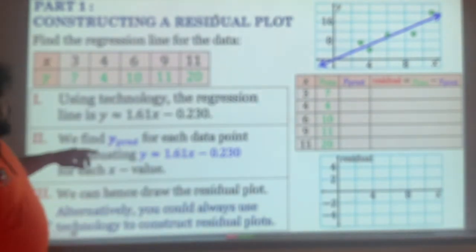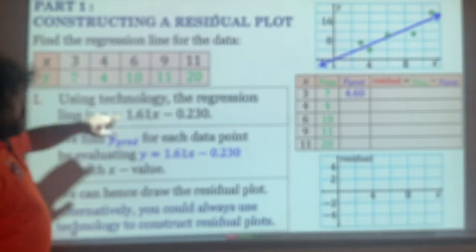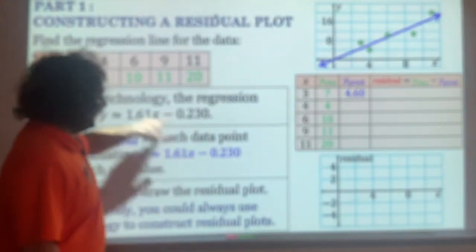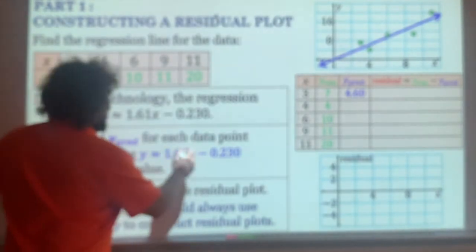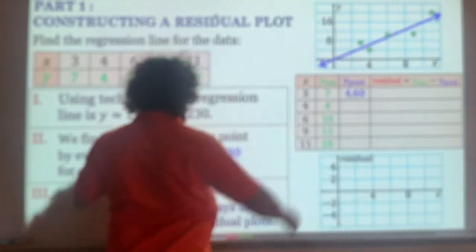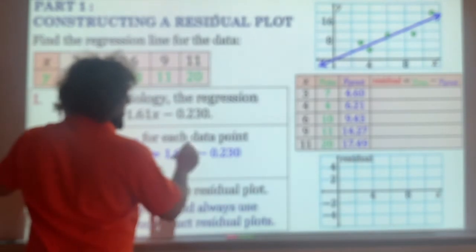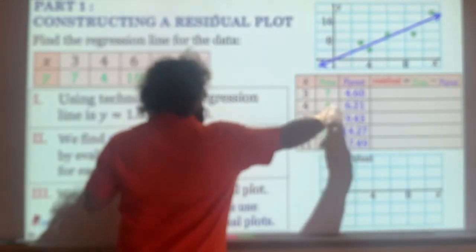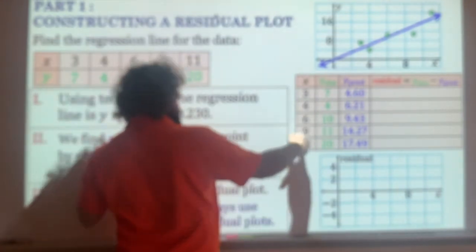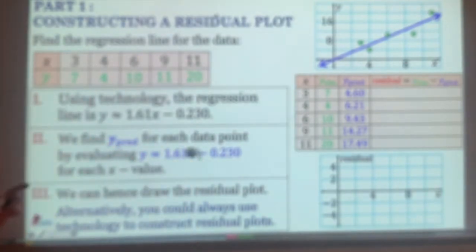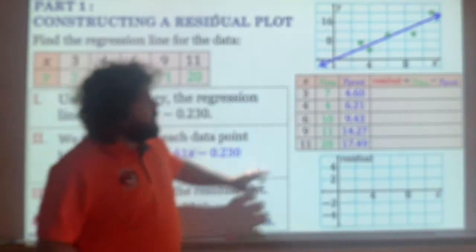The predicted values, I'm going to take this 3, and I got 4.6. Where did I get that from? I did 1.61 times 3 minus 0.230. So what I'm going to do is I take all these values and multiply this by 3. I get 4.60. That's my first one. Now I'm going to take this number and multiply it by 4. 6.21. Now I'm going to multiply it by 6. I'm multiplying by all these. Then I multiply it by 9, 11. And I just plug in all those numbers for x, and I solve it as you would solve a normal table of values. Now, this gives me my predicted values.